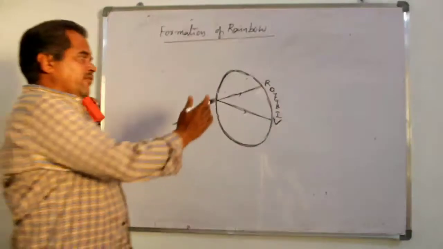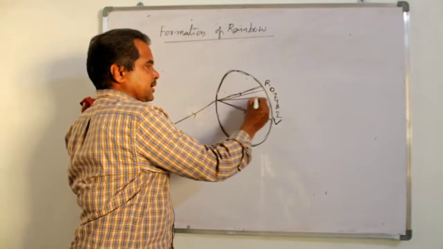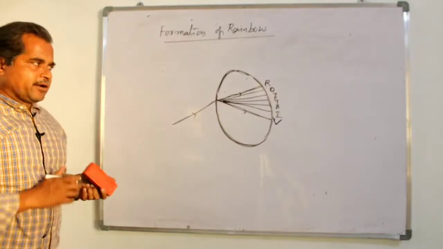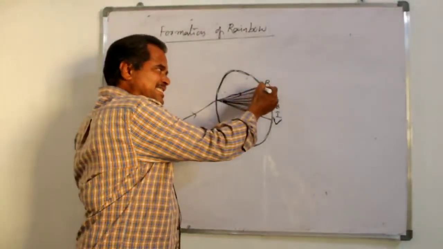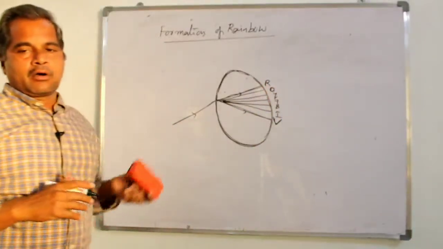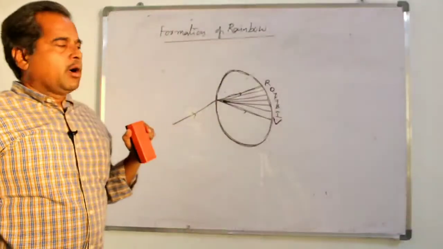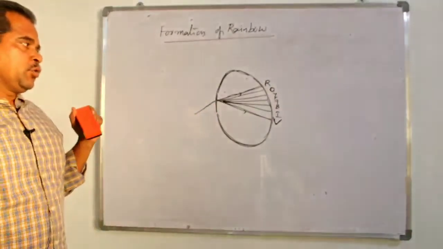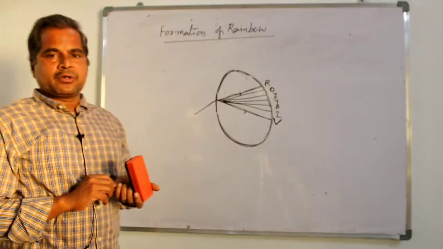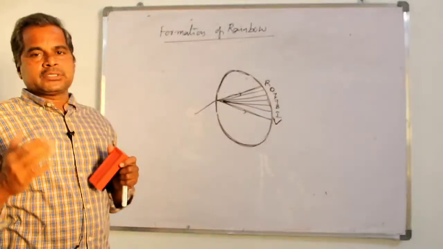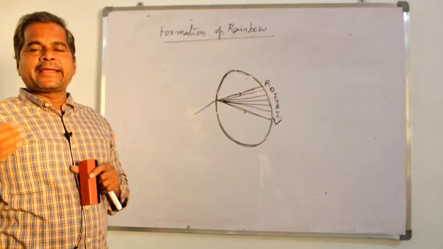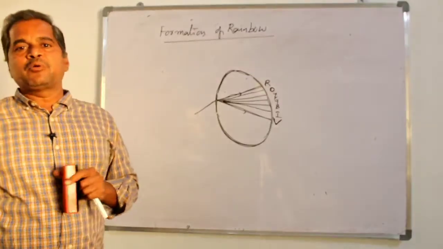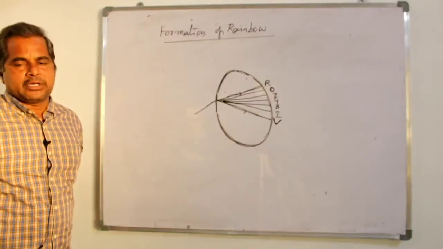When all these light rays reach the second curved surface of the raindrop, the incident angles of all these light rays are more than the critical angle of the water drop. All those light rays get total internal reflection. What is meant by total internal reflection? When any light ray passes from denser to rarer, if the incidence angle is more than the critical angle of that transparent medium, at that time those light rays bounce back into the denser medium. This phenomenon is called total internal reflection.